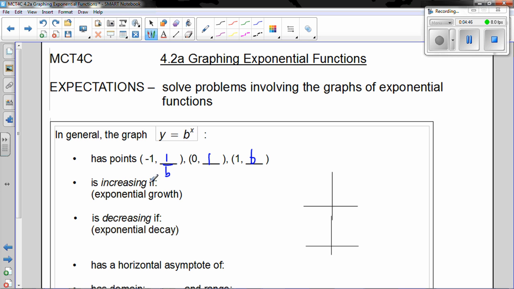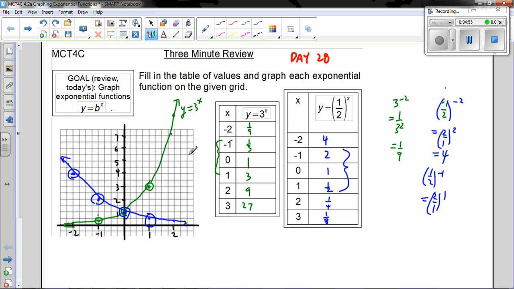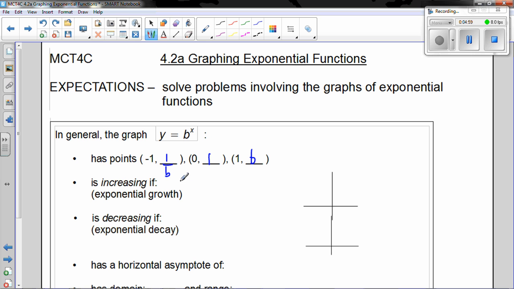The graph is increasing if what happens? Well, if b is bigger than 1, right? If it's a whole number like this or any number bigger than 1, it's going to be going uphill like this, right? Where that point is 0, 1. When x is 1 over here, we get the point 1, b. And over here, when it's -1, we get -1 and then the flip of the base, whatever the flip of the base happens to be.